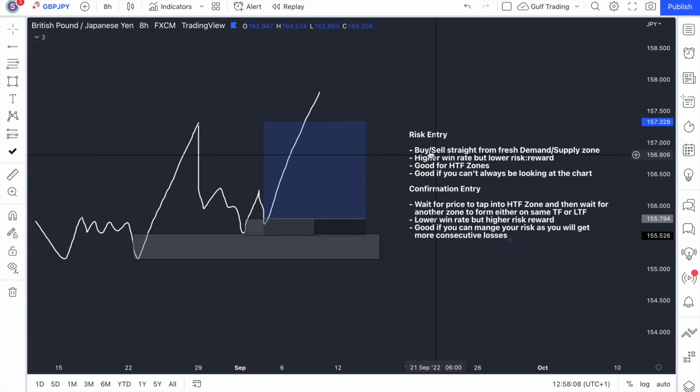But just to summarize here, the risk entry: you're going to be buying or selling straight from the fresh demand or supply zone, which is going to give you a high win rate but a lower risk reward. And this is good for the high time frame zones. As I said, that's what I use. And it's good if you can't always be looking at the charts.